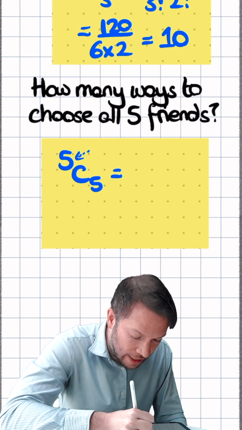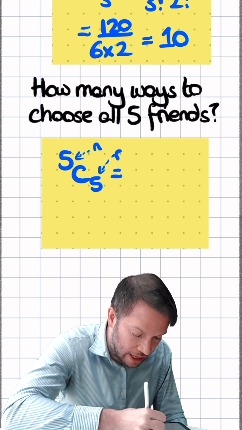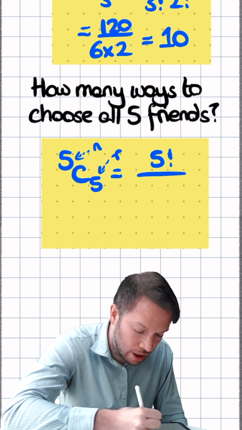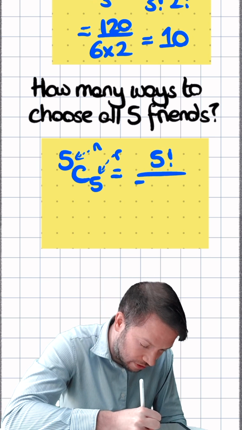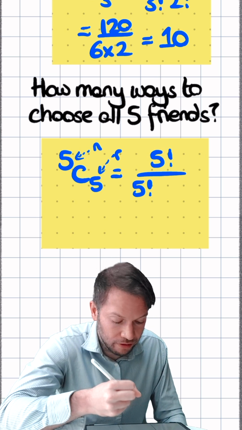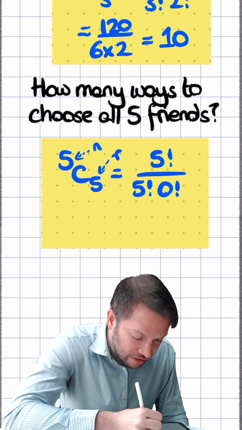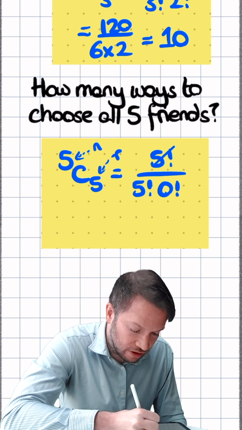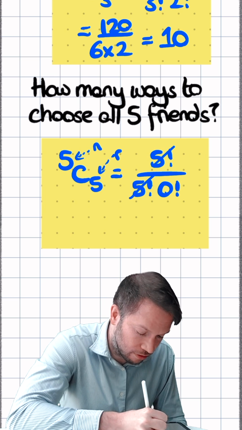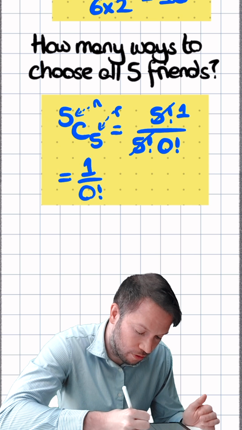Now, here the n is 5 and the r is 5. So if we use the formula again, it was n factorial, 5 factorial, over r factorial, which is 5 factorial, multiplied by n minus r factorial. So 5 minus 5, which is 0 factorial, like that. Now we can see the 5 factorials cancel. We can just divide top and bottom by 5 factorial to just give 1. So we end up with 1 over 0 factorial.